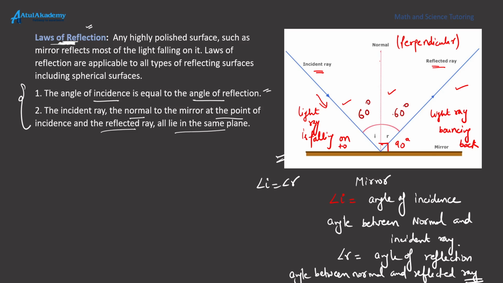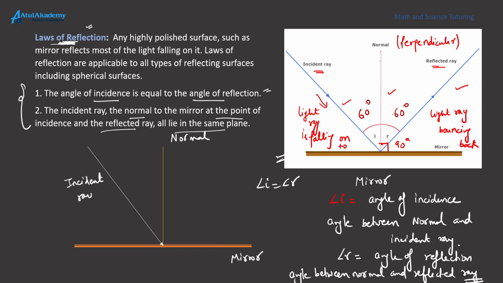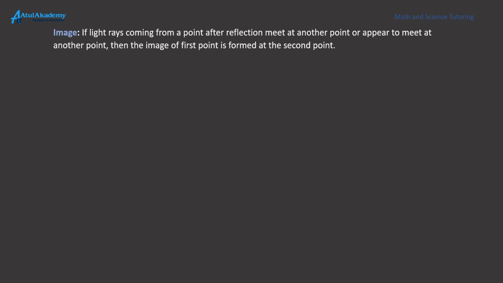Okay, let's observe this. Let's take a plane mirror. This is the mirror, and this is the normal. Now let's say an incident ray is coming over here. The ray of light is the incident ray, and how will it be reflected? This is the bouncing back, the reflected ray. So this is I, this is R. Clear about this? Now the laws of reflection are done. Now let's move to another point.